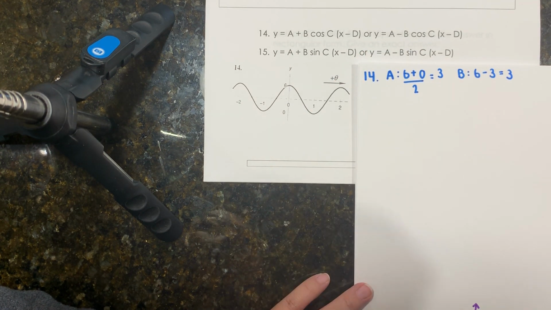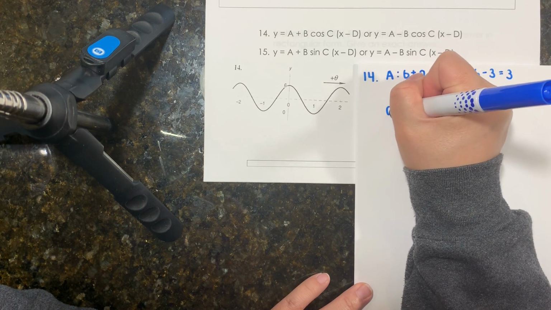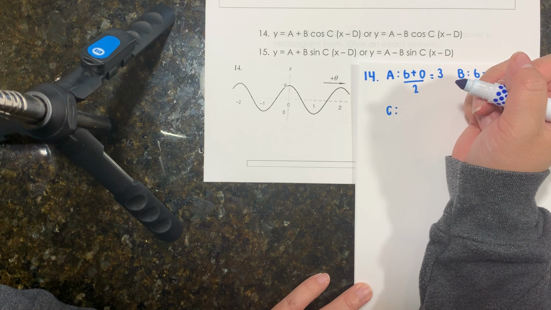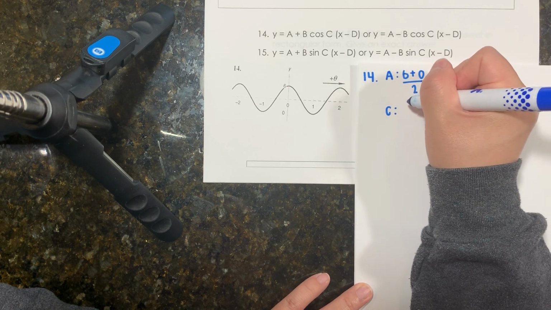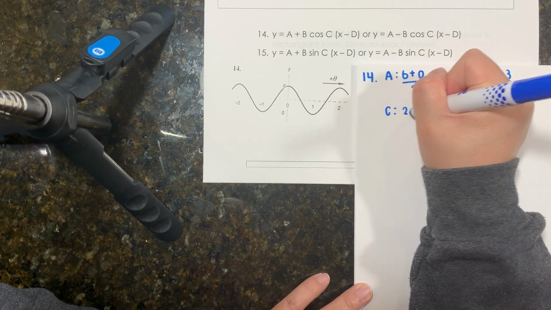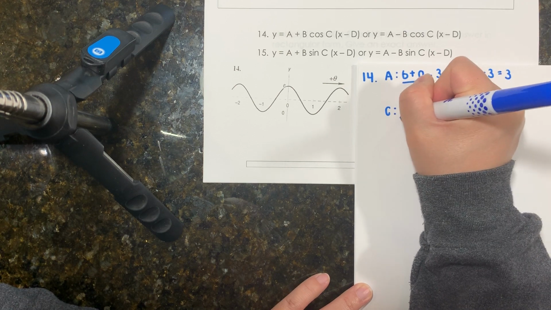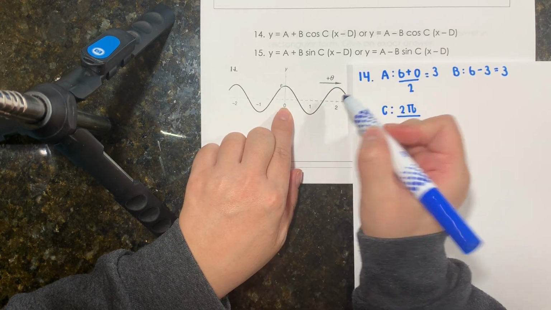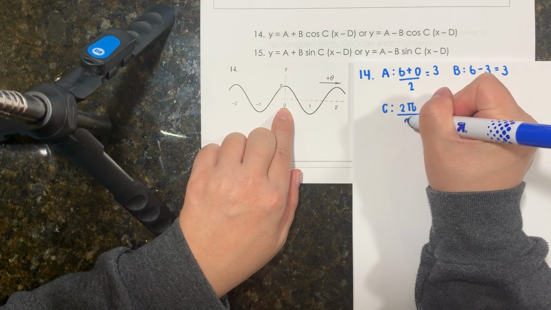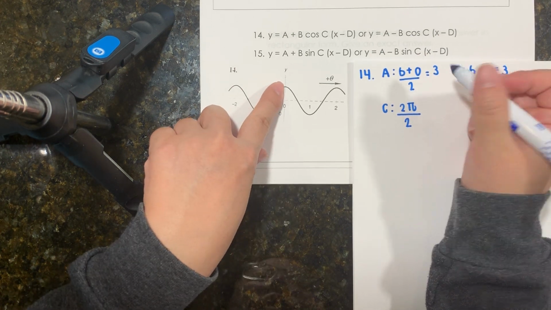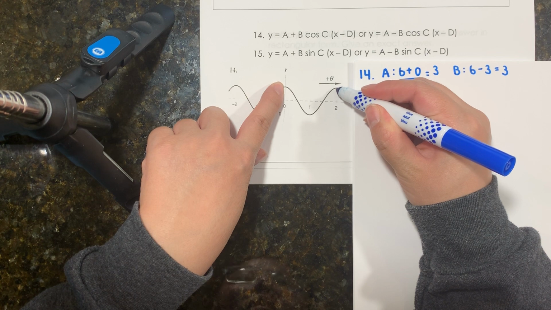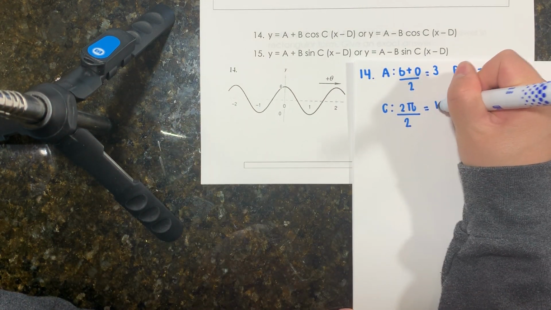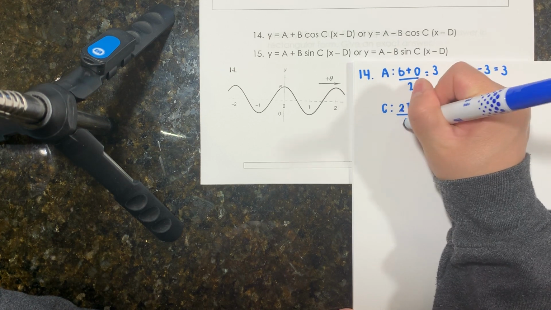This is in radians, so c is going to be 2 pi divided by the length of the period. So 2 pi. Notice that it's peaking at 0 and then it's peaking again at 2, which means the length of that period is going to be 2. So peaks at 0, then peaks again at 2. So that distance would be 2. And when you divide that, that just leaves us with pi.